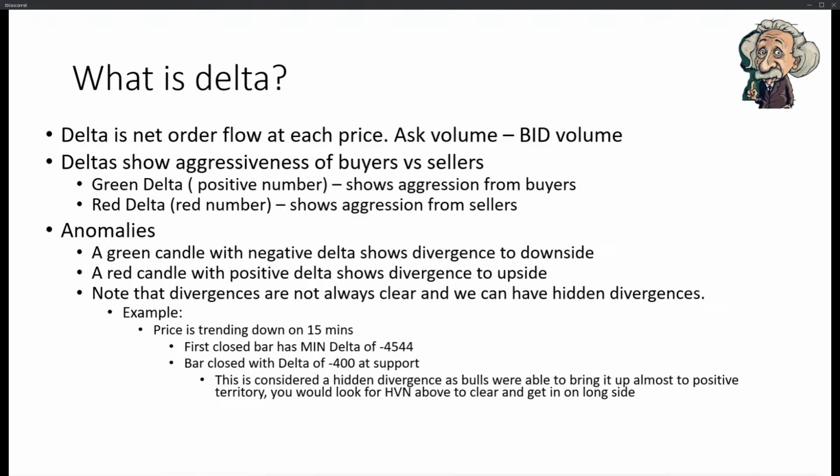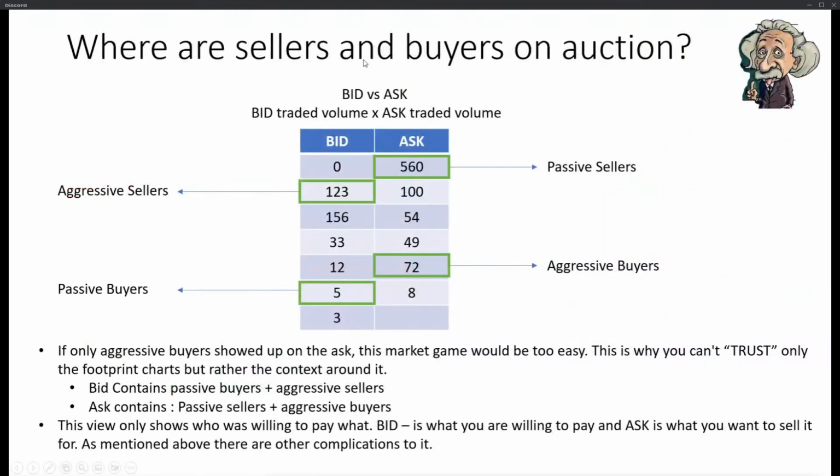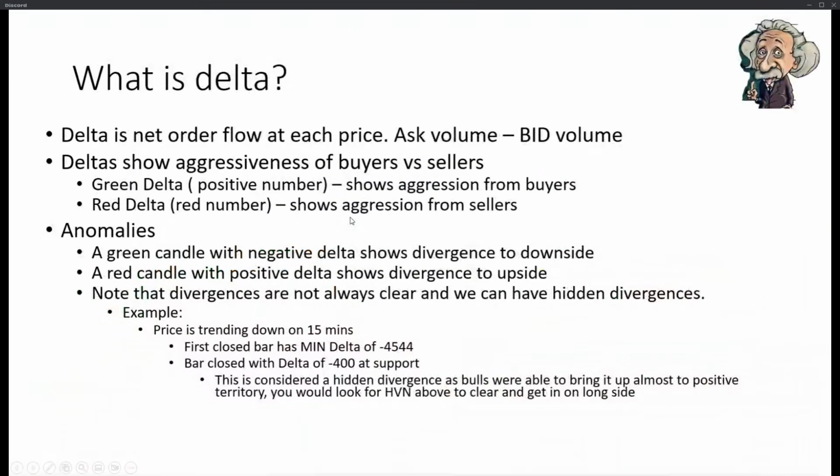That's telling you that initiative sellers stepped in. If you think about it and visualize it, initiative sellers wanted to go lower, and basically what did they have to do? Instead of asking for, let's say, $100, they're like, okay, we'll take 95, man, just get me out of this, right? That's literally what happens in the stock market. Anomalies: a green candle with negative delta we covered. It's pointing that the auction is slowing down and absorption is happening. A red candle with positive delta shows divergence to the upside, and those lead to absorptions as well.